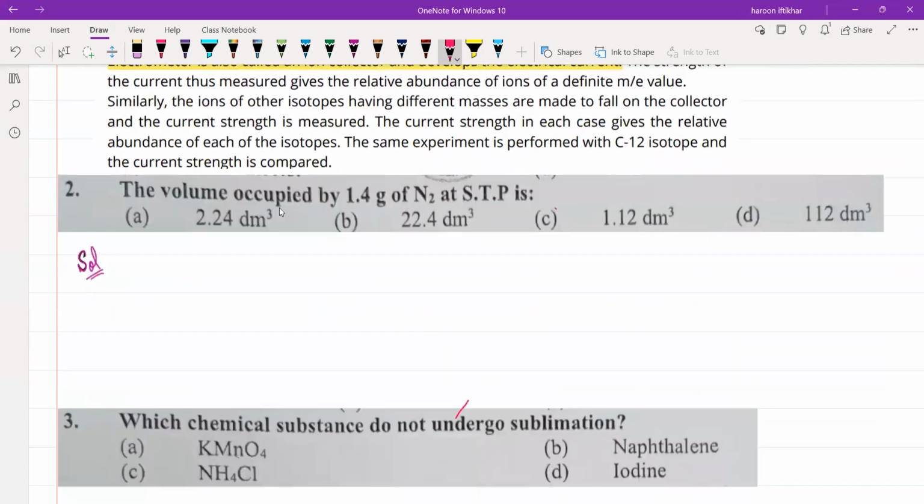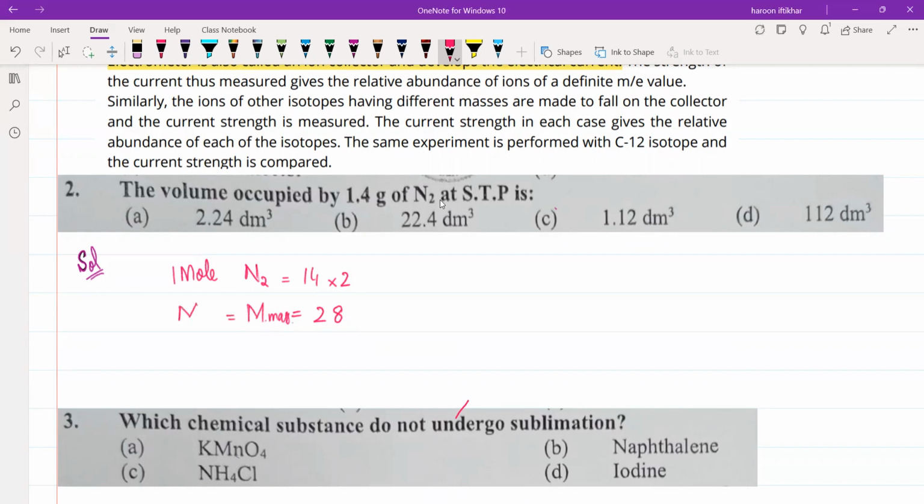Now, the second MCQ is about the volume occupied by 1.4 grams of nitrogen at standard temperature and pressure. Now, we have to see the standard first of all. We'll take 1 mole of nitrogen. For 1 mole of nitrogen, we know that the atomic mass of nitrogen is 14 and we have two nitrogens. So overall we have 28. This one is known as molecular mass.